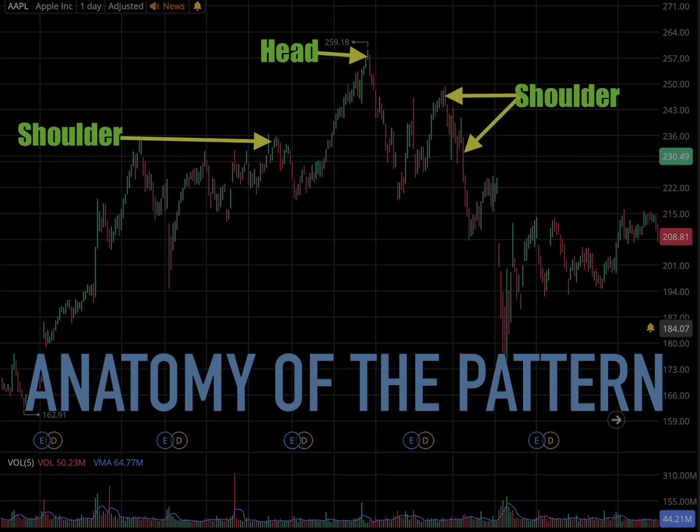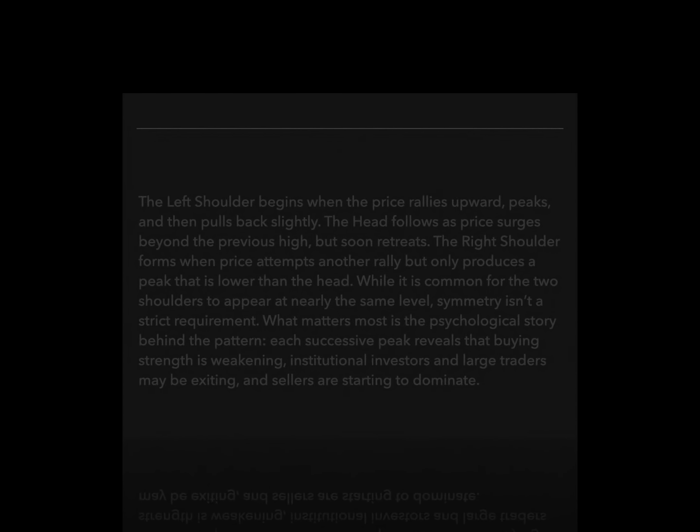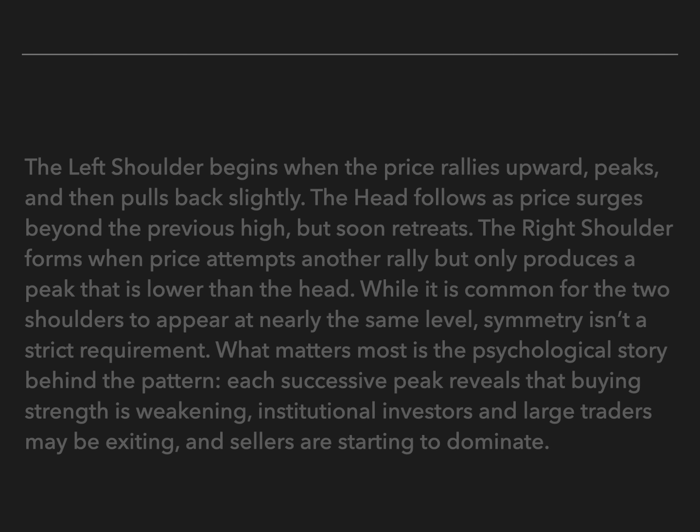The anatomy of the pattern. The left shoulder begins when the price rallies upwards, peaks, and then pulls back slightly. The head follows as price surges beyond the previous high but soon retreats. The right shoulder forms when the price attempts another rally but only produces a peak that is lower than the head. While it's common for the two shoulders to appear at nearly the same level, symmetry isn't a strict requirement.